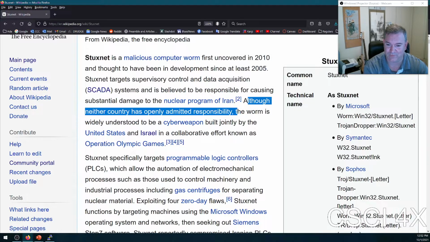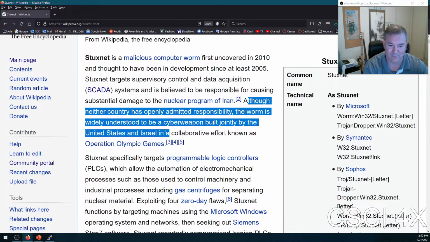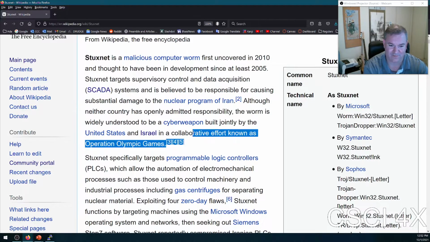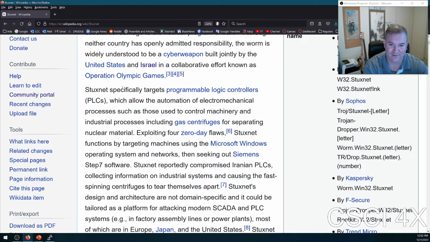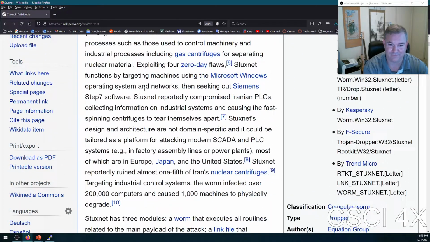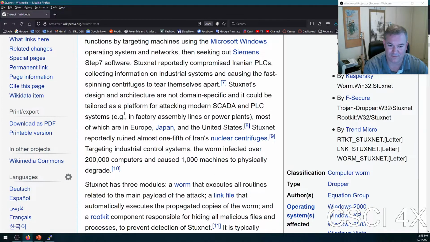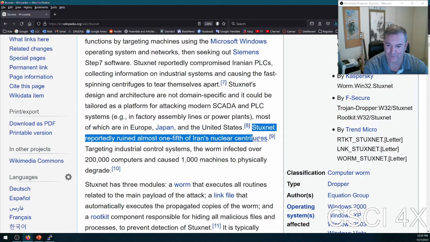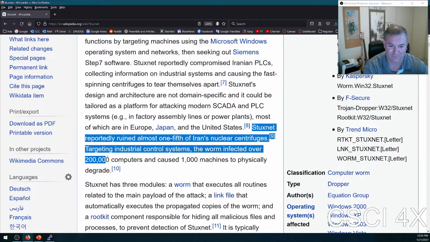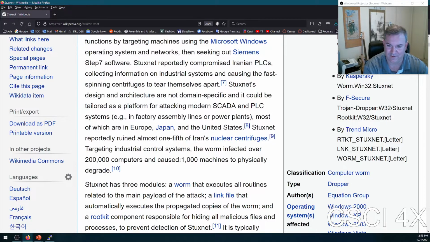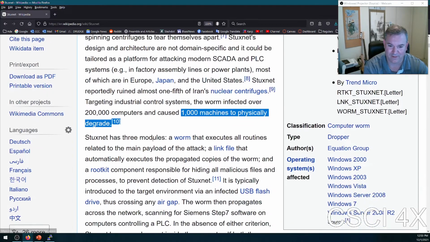Neither has admitted responsibility. It's widely understood to be a cyber weapon built by the U.S. and Israel, known as Operation Olympic Games. Yep. It ruined a fifth of all of their centrifuges, infected over 200,000 computers, and caused 1,000 machines to degrade.